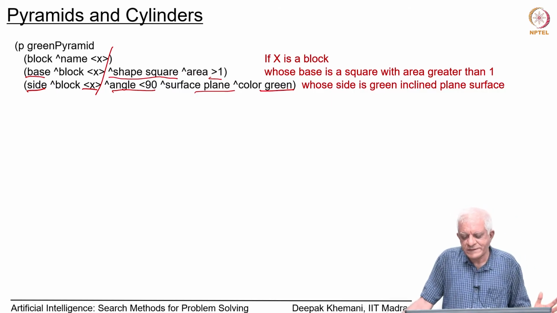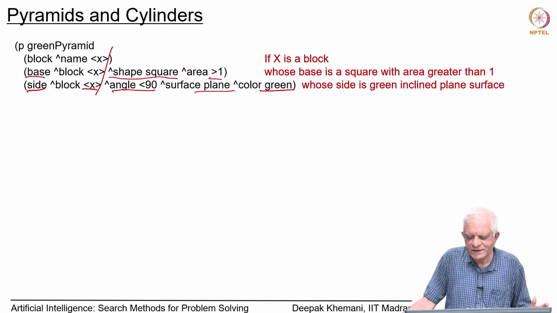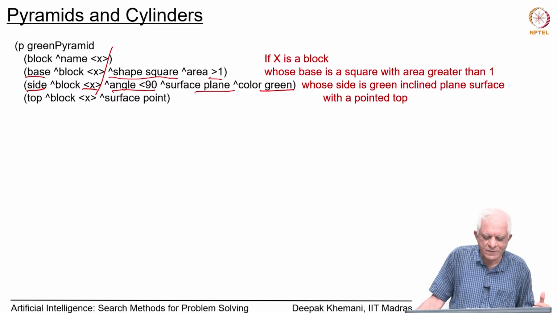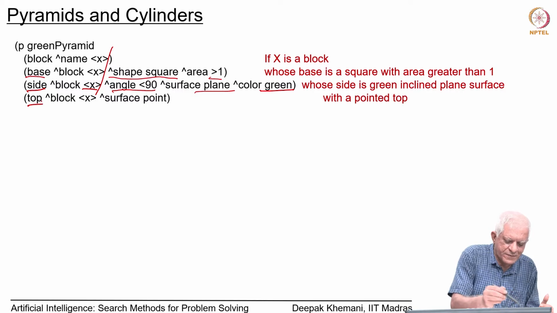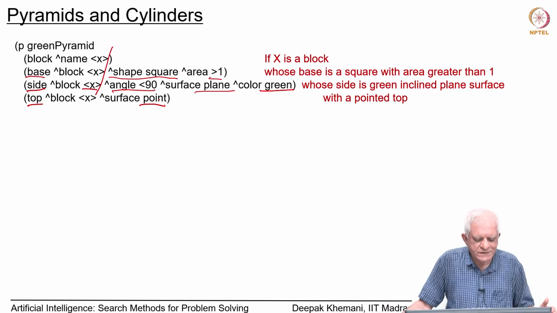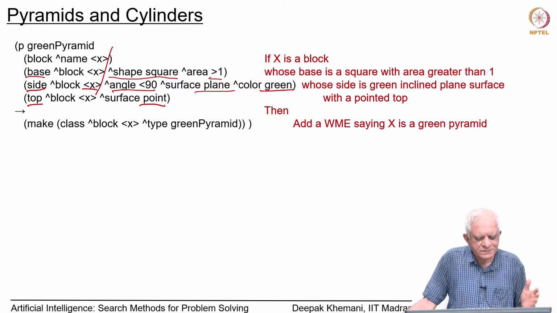So, a block whose base is a square with an area greater than 1, whose side is green and inclined, and it is a plane surface, and whose top is a point essentially, or it is a block with a pointed top. So, the top has a shape of being a point essentially. If you have such a block which satisfies these 3 conditions, then we can label it by saying that it is a green pyramid essentially.